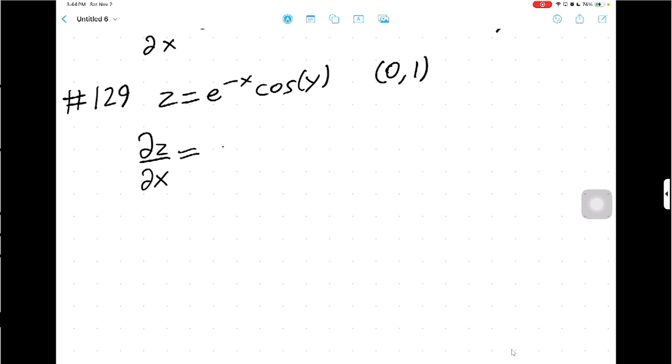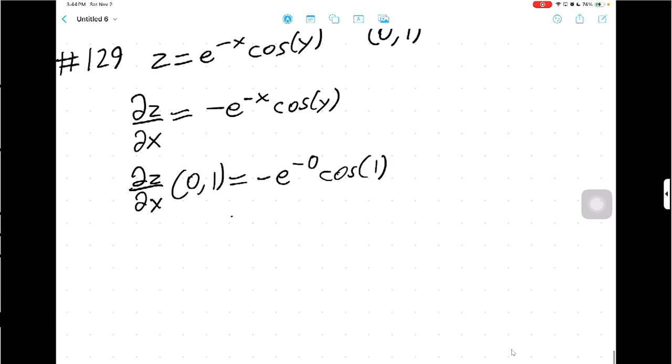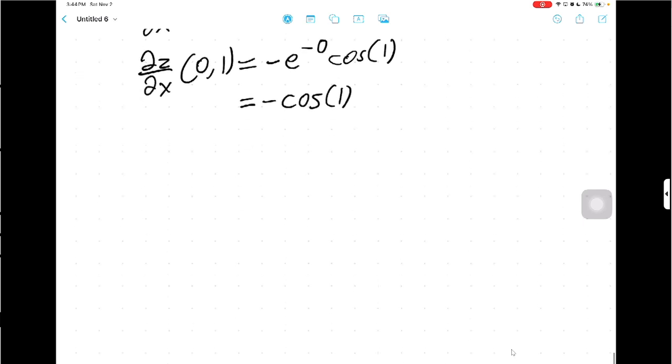So here, the cosine of y is a constant, so it's just going to stay. And then the derivative of e to the negative x is negative e to the negative x. And then the partial derivative with respect to x, evaluated at (0, 1): negative e to the negative 0, cosine of 1, which is just going to be negative cosine of 1, because e to the 0 is 1.